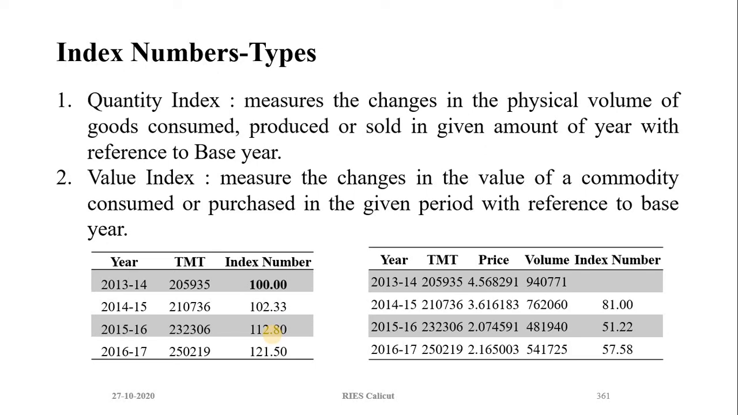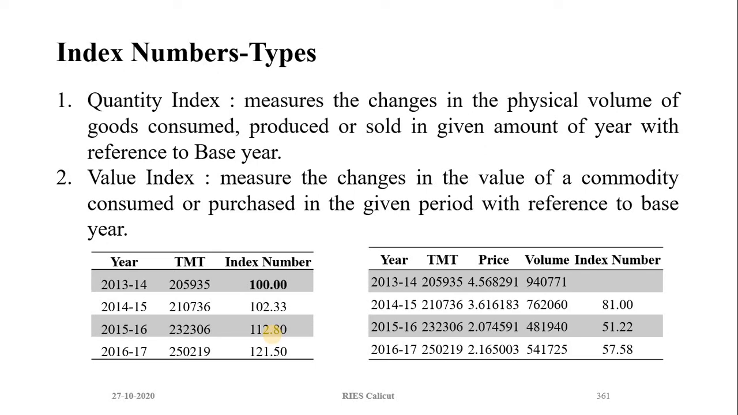The last one is the volume index or value index. Value index measures the changes in the value of a commodity consumed or purchased in a given period with reference to the base period. Value is nothing but the price multiplied by the quantity. That's the value or volume.